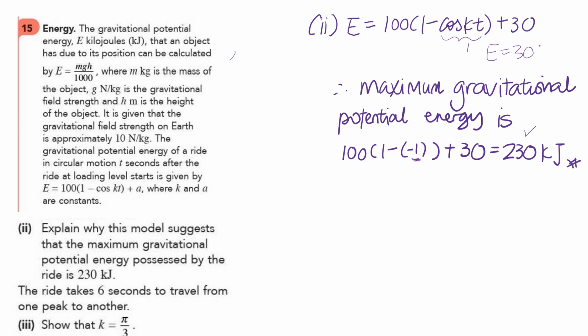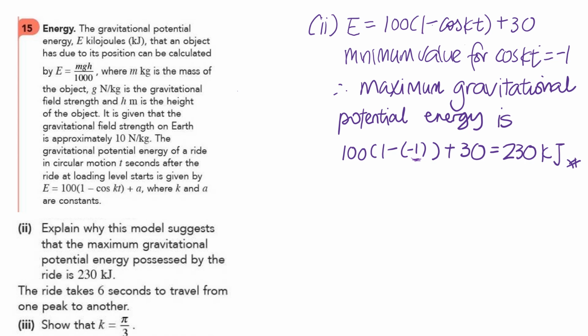If you still don't quite get what I'm saying, remember your cosine curve's maximum y value is 1, minimum is -1. Some of you may think, oh, I want to find the maximum, so you just substitute this to be 1. But you forget this is 1 minus something. So 1 minus 1 becomes 0, so you end up with 30. Then you don't get the answer. The answer is 230. Then you panic and say, oh, why is my answer not correct? Because you used the wrong values to substitute. Okay, that's part 2.